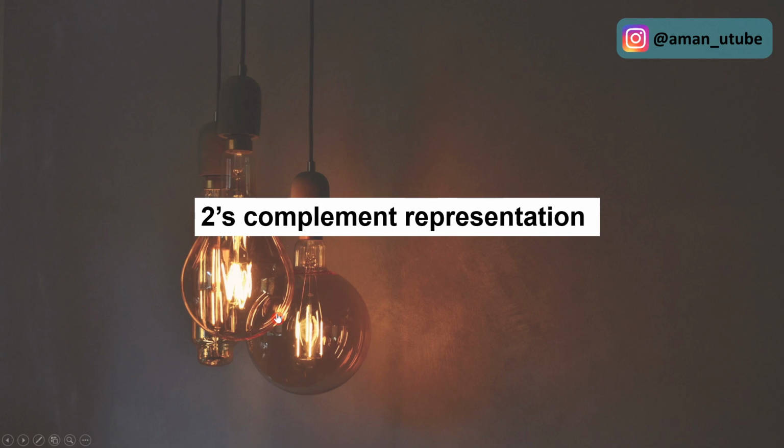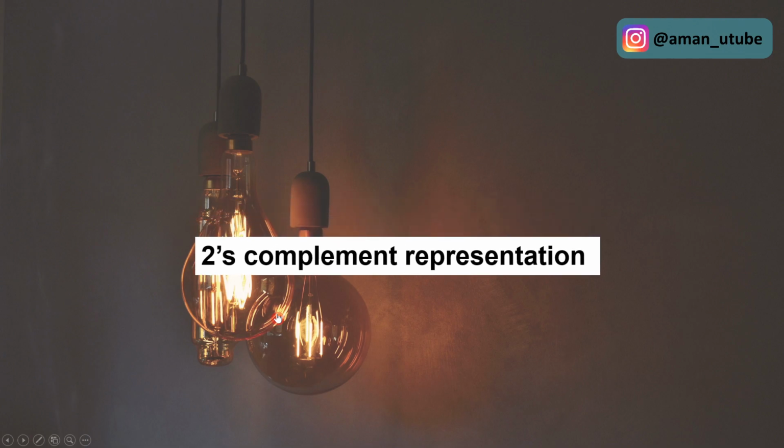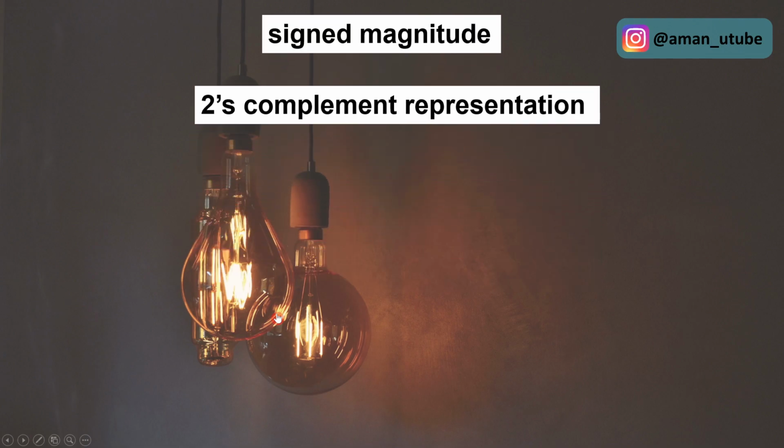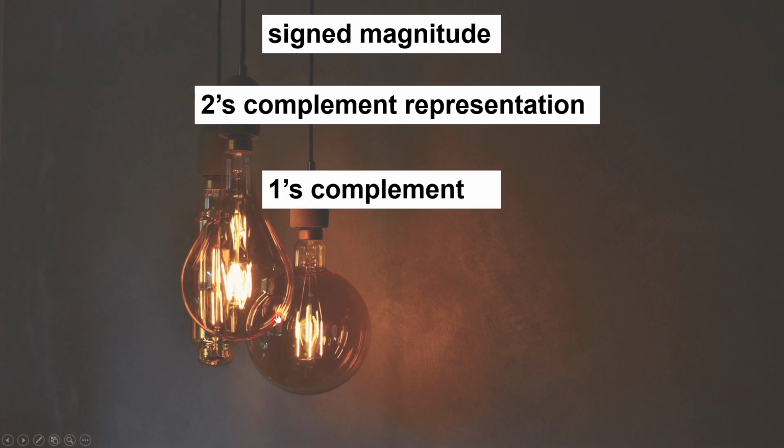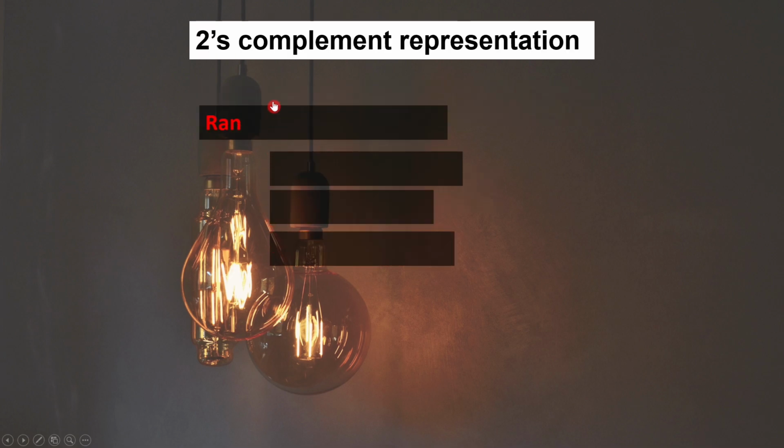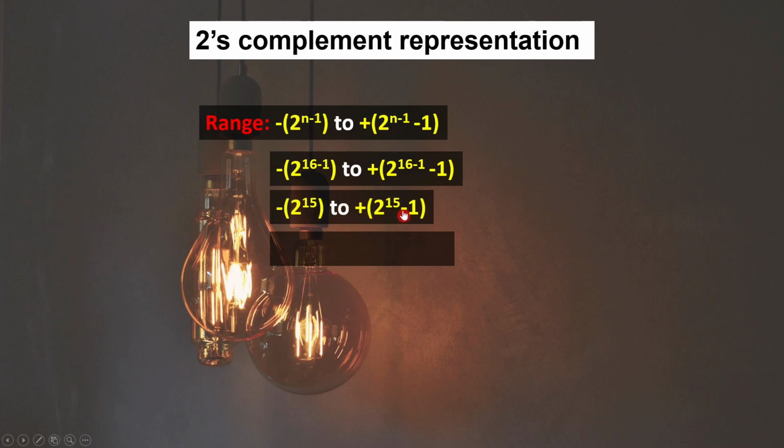representation. We actually have 3 different representations to represent negative numbers, and they are signed magnitude, 1's complement and 2's complement. But in most computers, 2's complement is used. 2's complement range is from minus 2 raised to power n minus 1 to plus 2 raised to power n minus 1, minus 1. Here you can see minus 2 raised to power n minus 1, by replacing with 16, we get minus 2 raised to power 15, which is minus 32768, and plus 2 raised to power 15 minus 1, which gives us 32767.